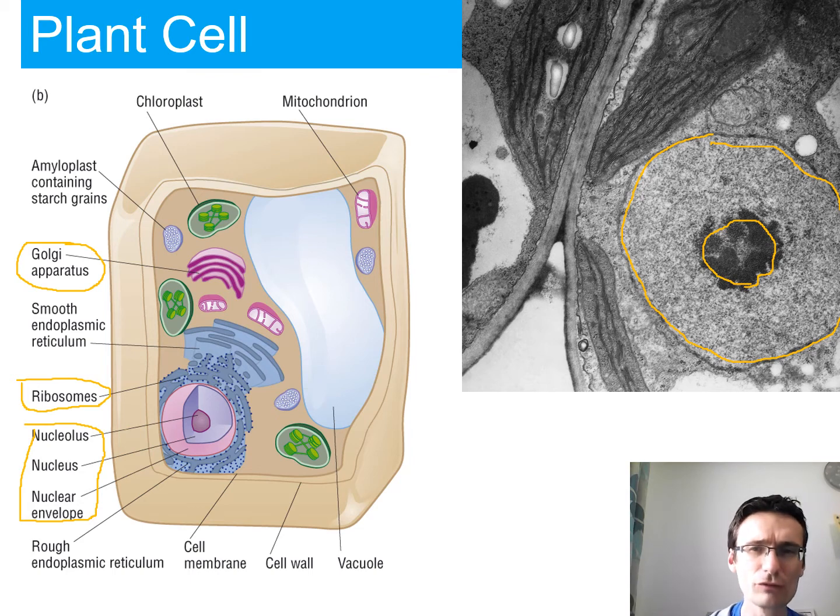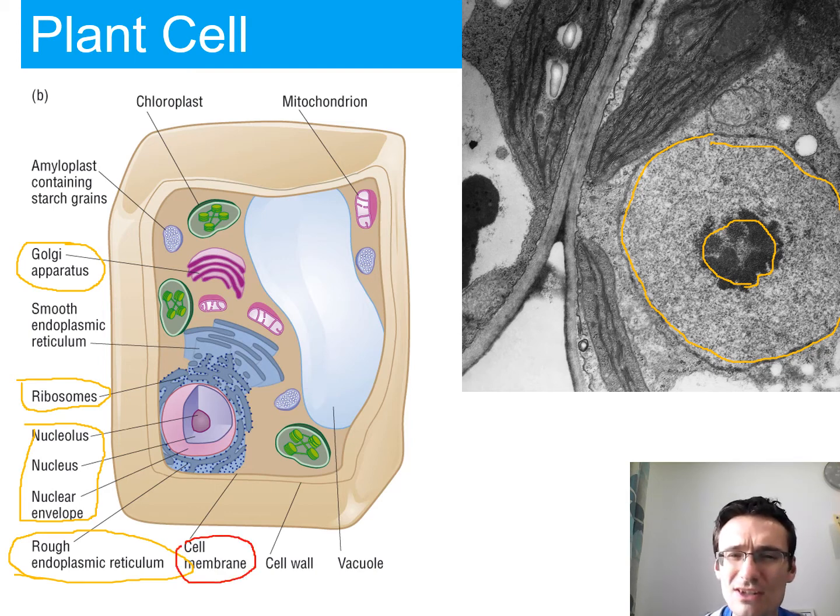Okay, we've got rough endoplasmic reticulum, which again just have ribosomes on them to make proteins. We've got a cell membrane, and I'll just label the cell membrane in red here. So the cell membrane here on this micrograph is quite useful, I think, because you can see specifically the cell membrane, which is this line that I'm going along here.